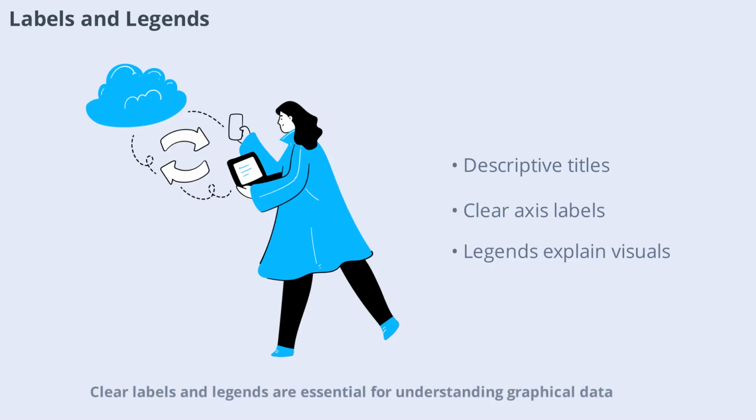Clear labels and legends are essential for understanding graphical data. Labels identify what each part of the chart represents, while legends explain colors, symbols, or patterns. Without them, viewers might misinterpret your visuals. Always make sure your charts have descriptive titles, axis labels, and legends where necessary. This attention to detail ensures your audience can easily follow and trust your data story.